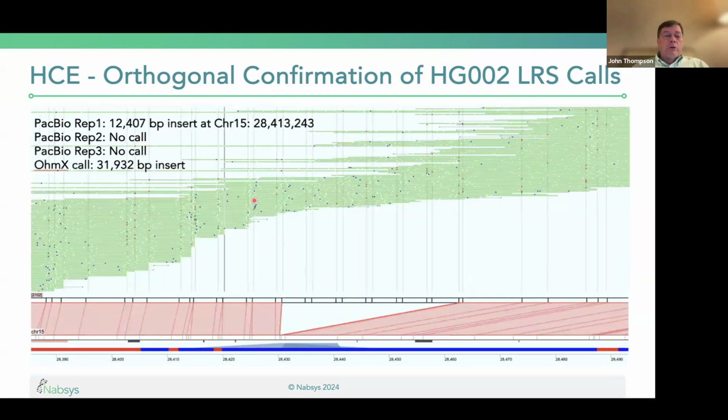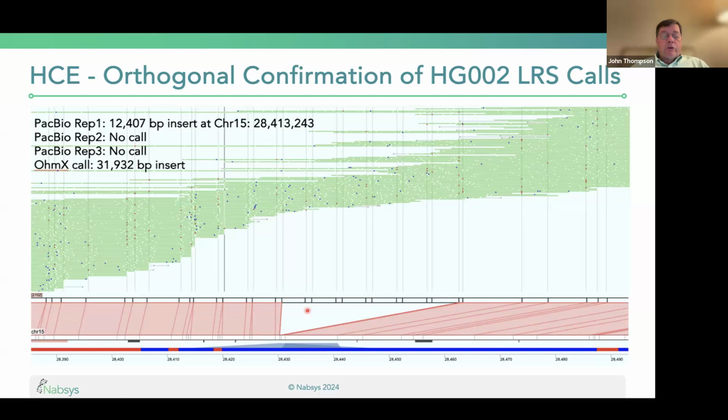This is another very similar example where one of the replicates gives you a 12 kb insertion on chromosome 15. The other two don't call it. And similarly, we see now a 32 kb insert. And again, it looks like it's a repetitive sequence because you see this pattern of doublets for tag sites.